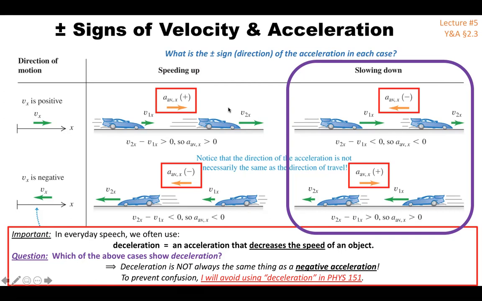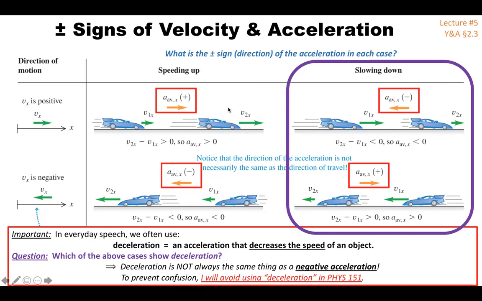But notice the signs of the acceleration mathematically in those two cases. When the car is going forward, the sign of the acceleration is negative, and when the car is going backward, the sign of the acceleration is positive. So to help eliminate confusion, I don't want you to associate deceleration with negative acceleration. That is not going to be true algebraically in our case. So I'm going to avoid using the term deceleration to try and eliminate ambiguity.